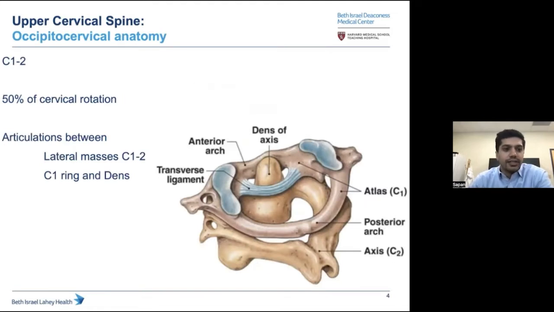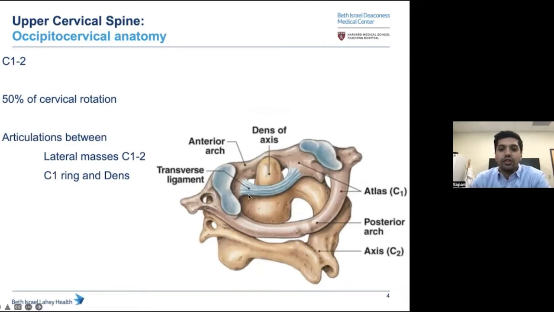The next joint down is the C1-2 joint. And again, this is a very unique articulation. It's different than the rest of the cervical spine. At this level, half or slightly more than half of the patient's axial rotation occurs here.